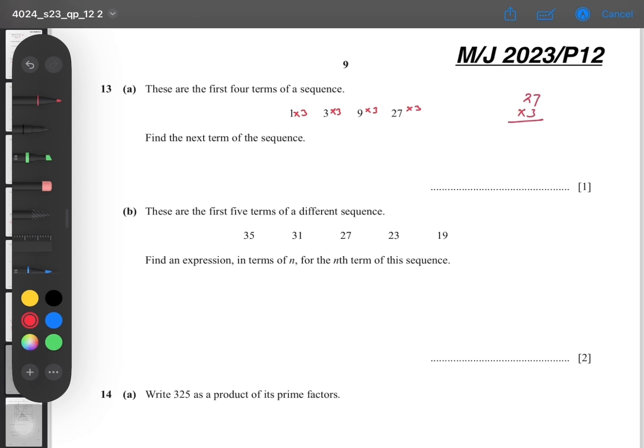7 times 3 is 21. 3 times 2 is 6, and plus 2, this is 81. So 81 is the next term.